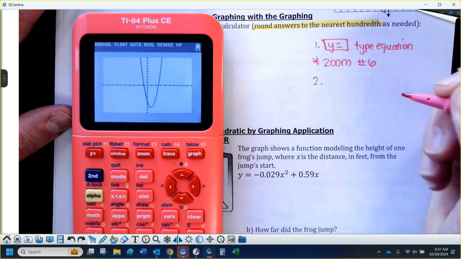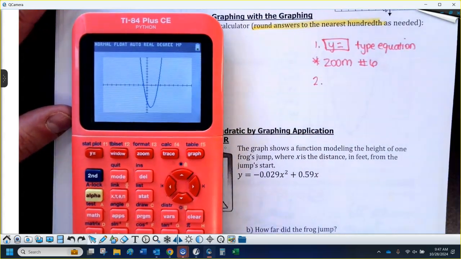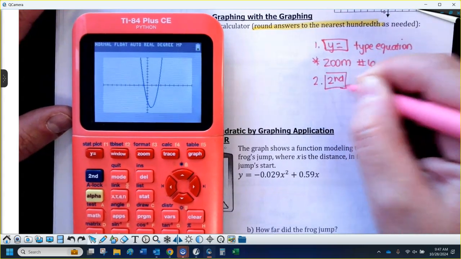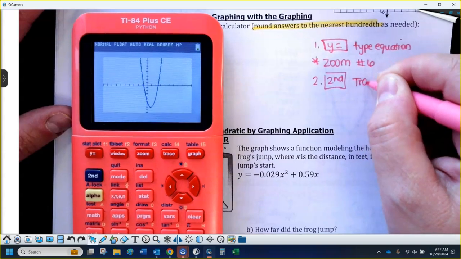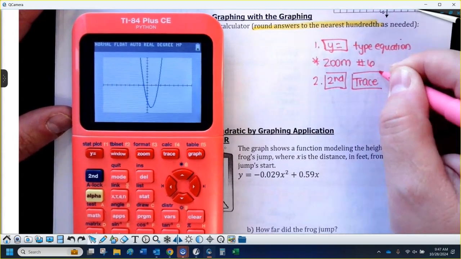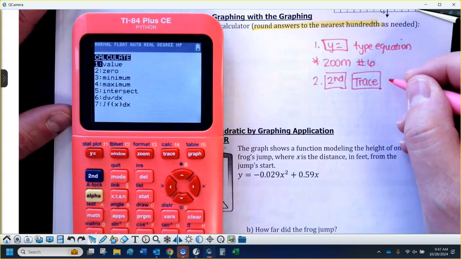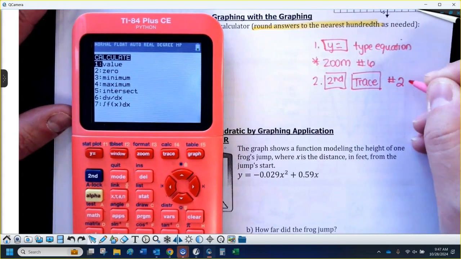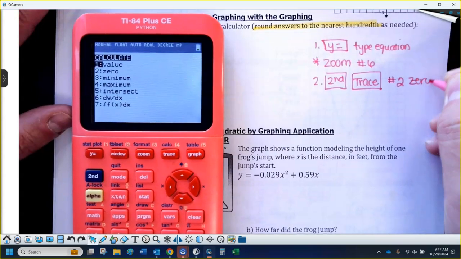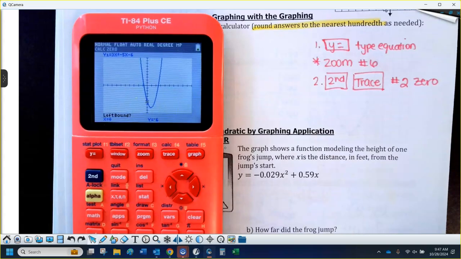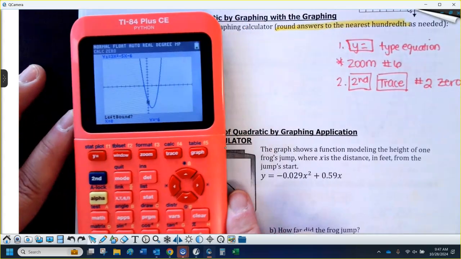All right. Now, we're going to have to do this twice because you have 2 zeros. You're going to hit second and then trace, which we've seen this menu in several things. So second trace, and you can see right there in one of the options, number 2, it says is a 0. So I'm going to hit that. Okay, now actually I'm going to scooch this over just a little bit.